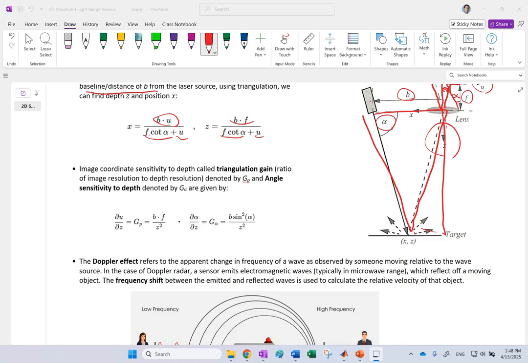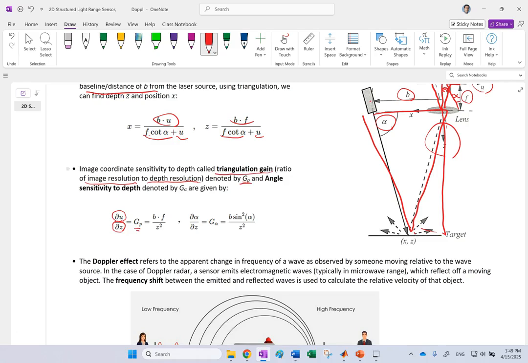calculate that. Also, for this kind of structured light system, we define two gains or two sensitivity terms. One of them is the sensitivity of what we call the image position or image resolution in this case with respect to the depth changes, or the ratio of image resolution to depth resolution. This is what in this system we call the triangulation gain or GP.